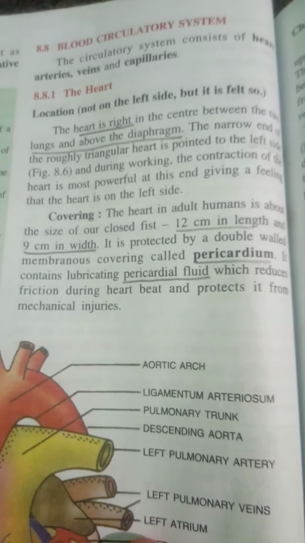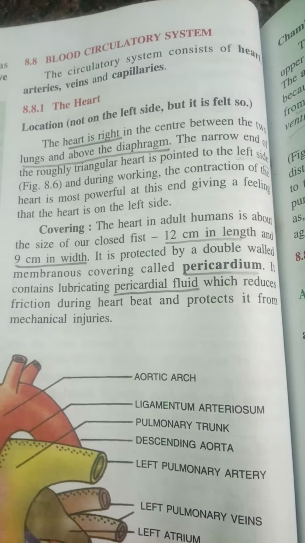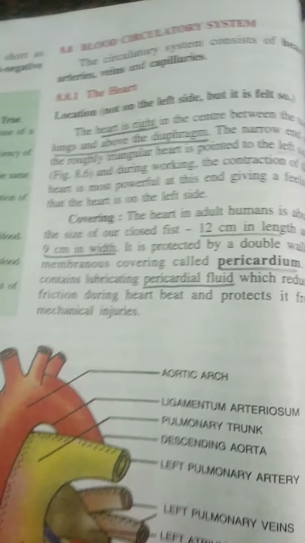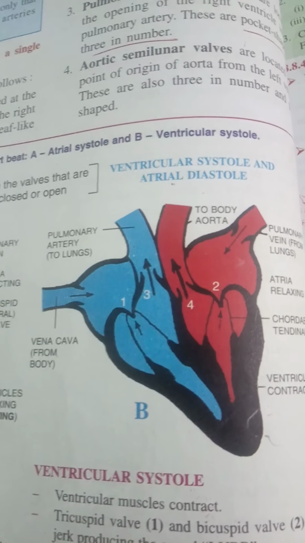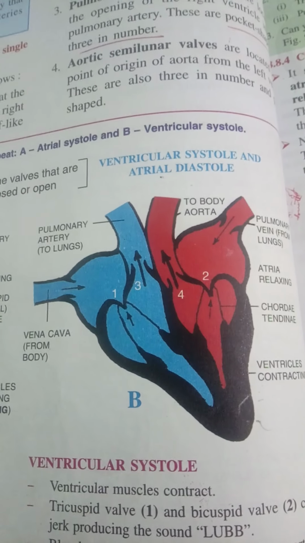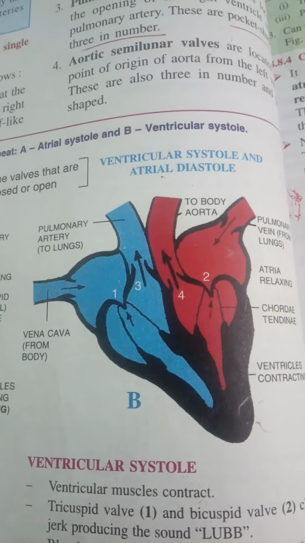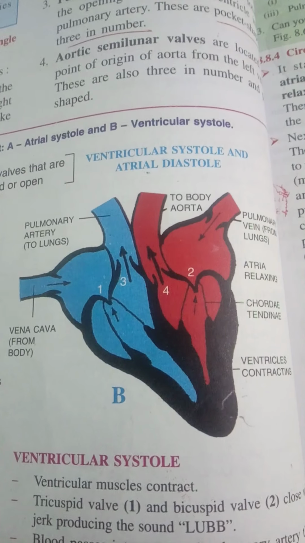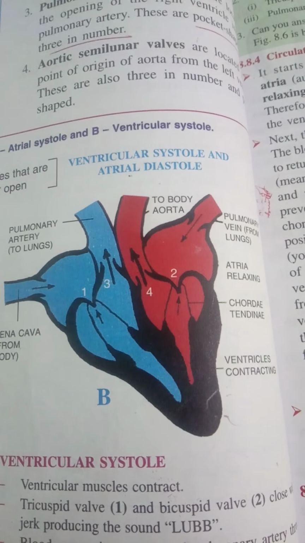The narrow end of the roughly triangular heart is pointed to the left side. So just look at the figure. Here you see the structure. It will be in a triangular shape and pointed to the left side.